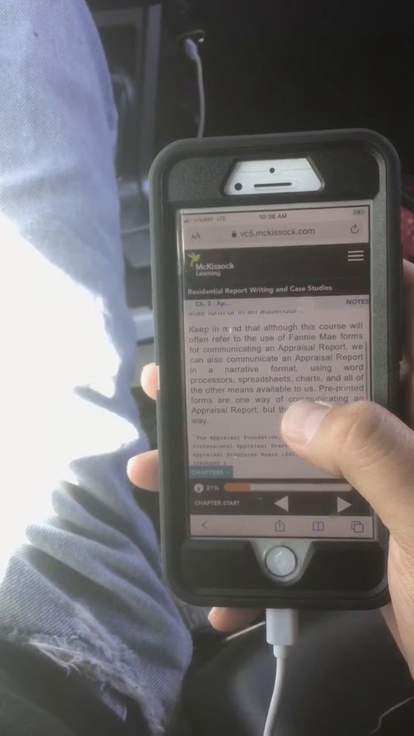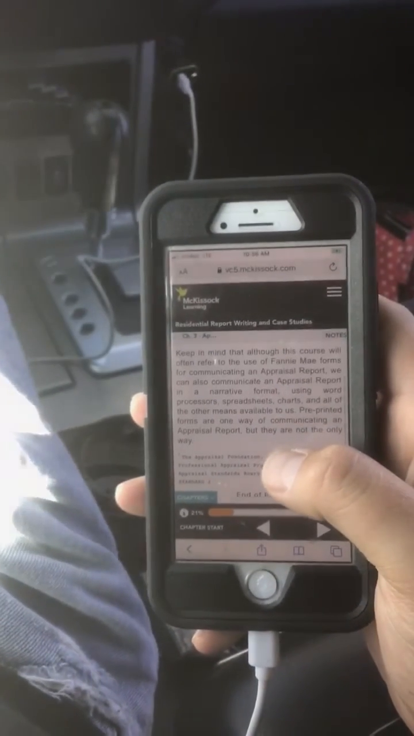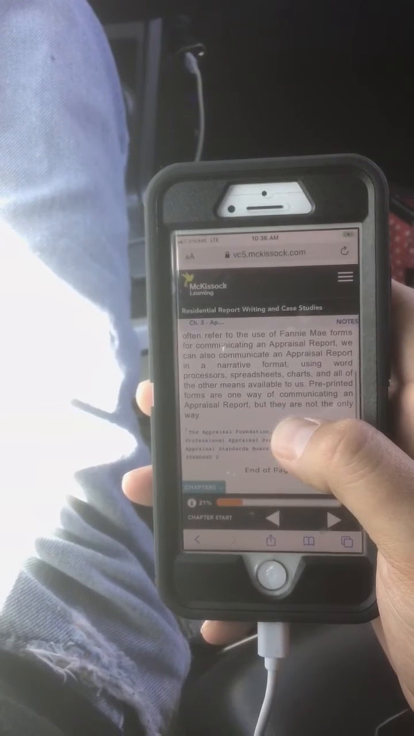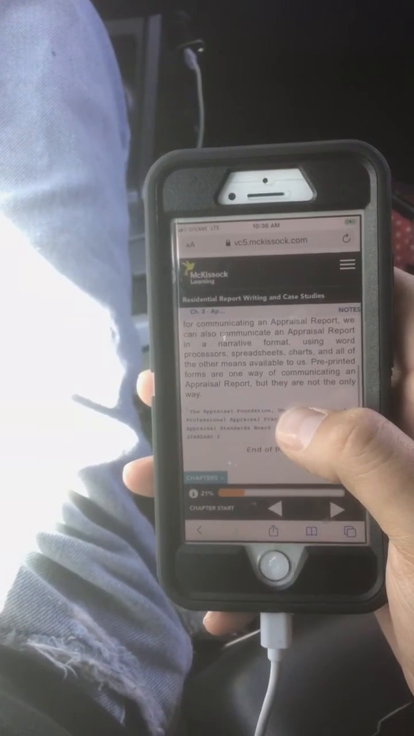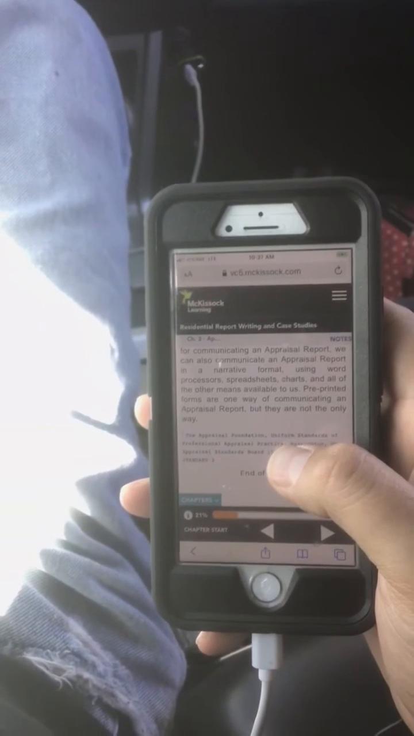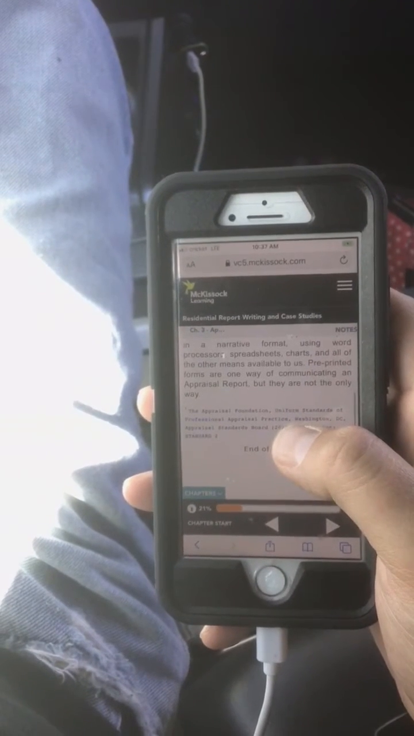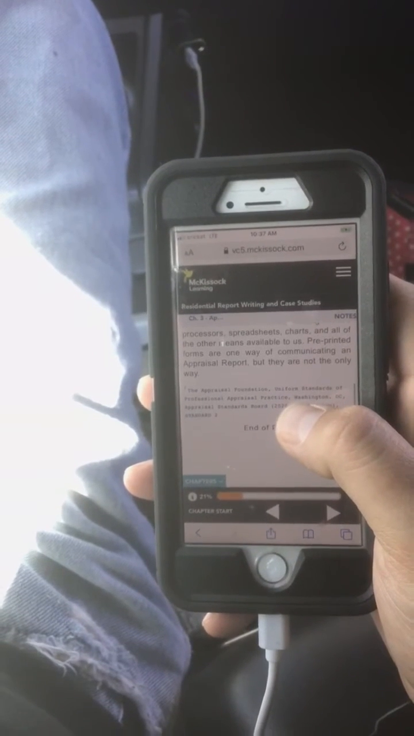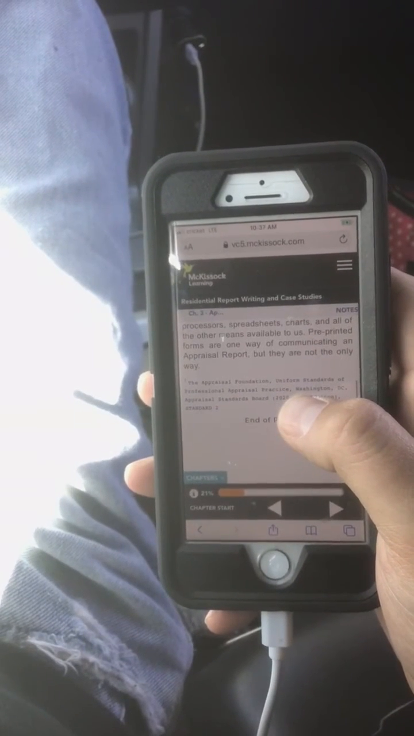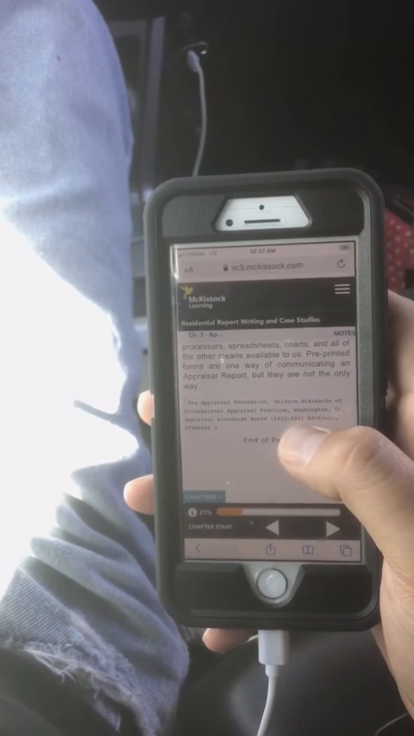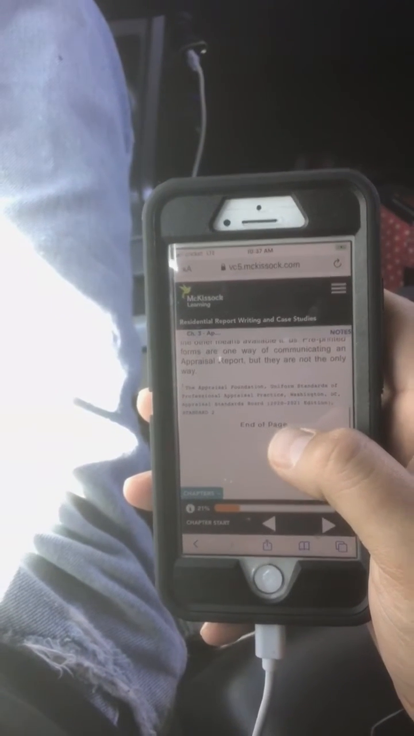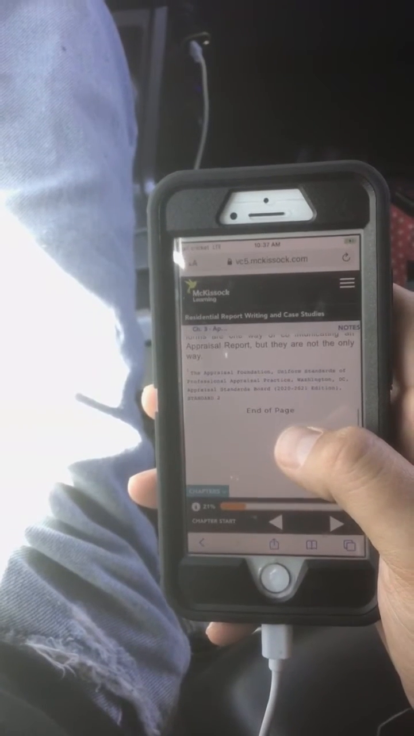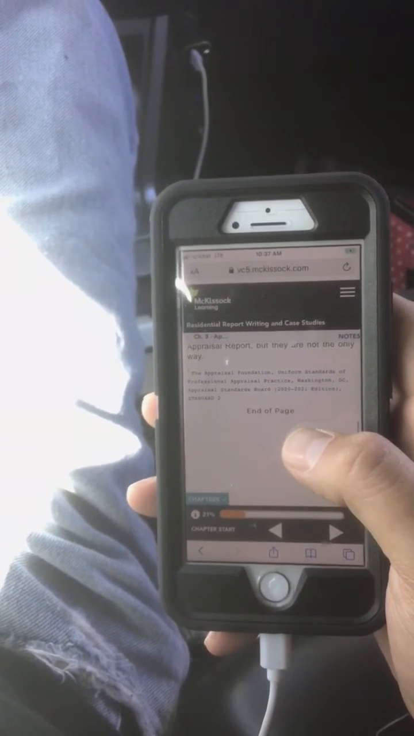Keep in mind that although this course will often refer to the use of Fannie Mae forms for communicating an appraisal report, we can also communicate an appraisal report in a narrative format using word processors, spreadsheets, charts, and all of the other means available to us. Pre-printed forms are one way of communicating an appraisal report, but they are not the only way.